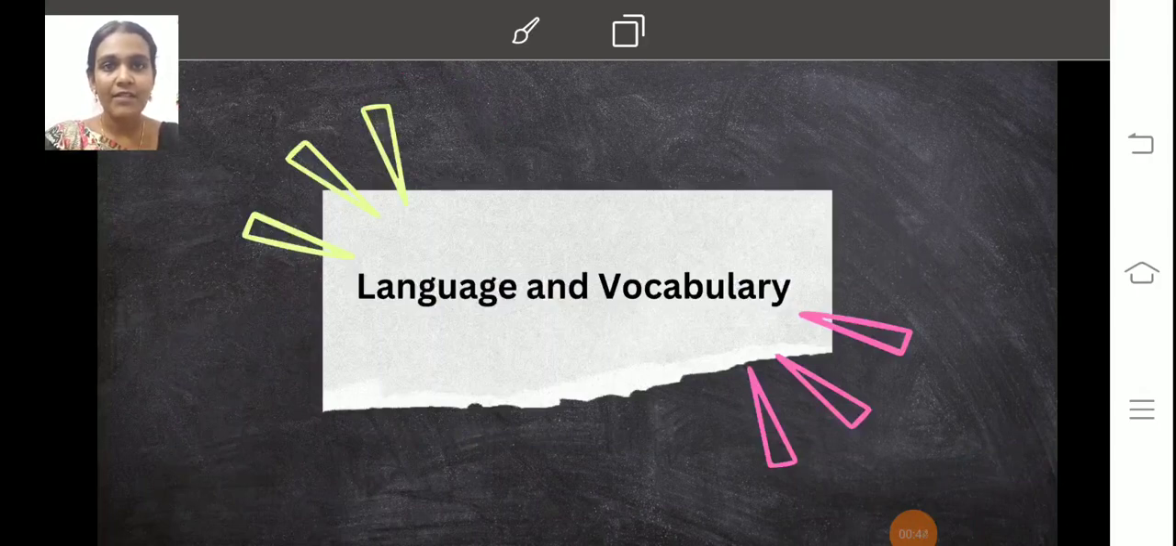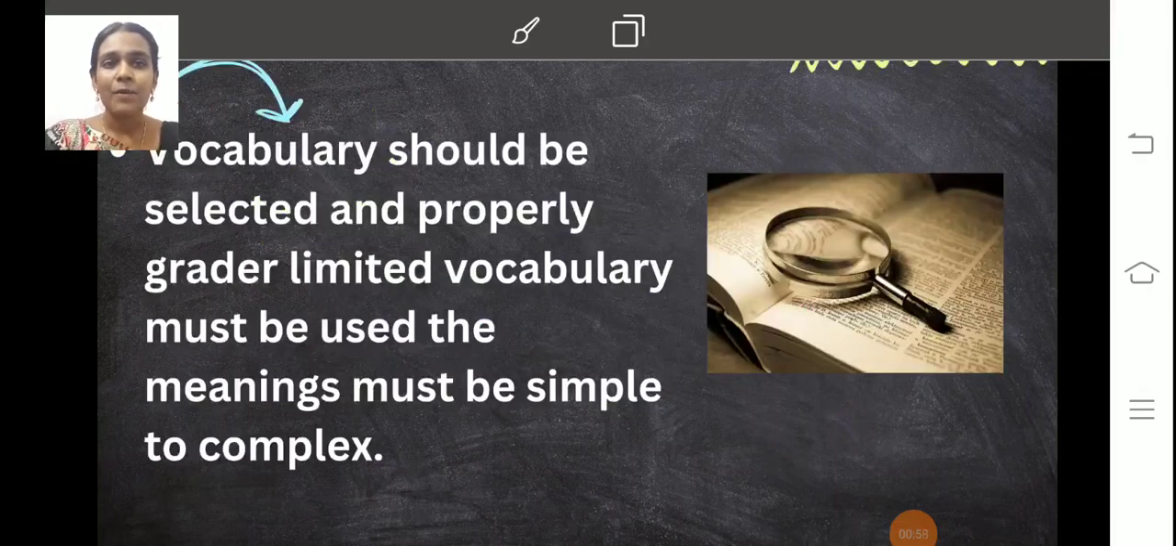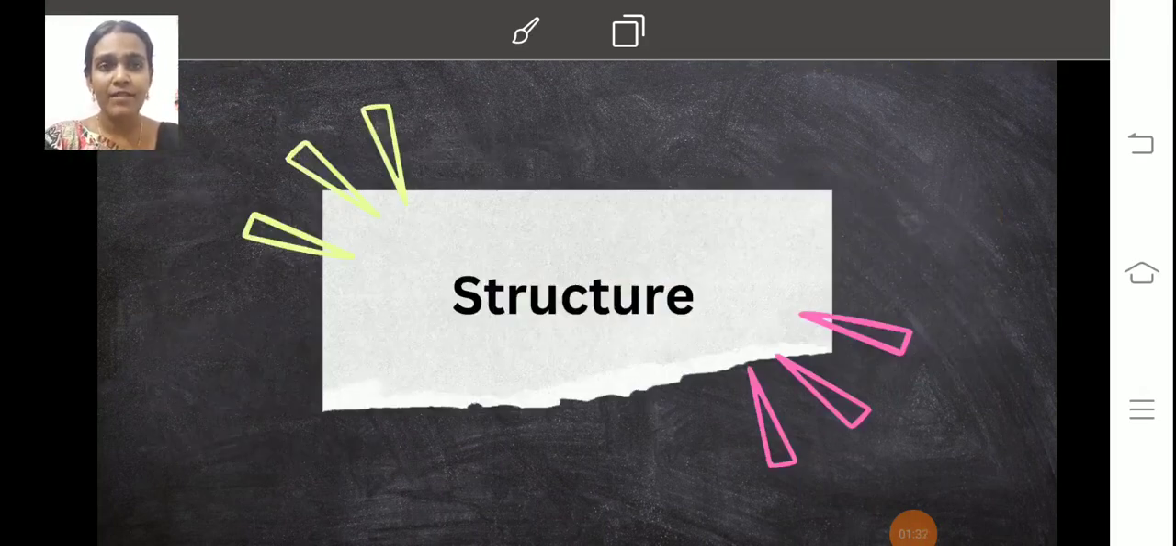The first suggestion to improve the quality of the textbook is language and vocabulary. English is a language, so a textbook must have a better and clear language so that the students can understand what is printed in the book. Vocabulary should be selected and properly used, according to the grade of the students. In lower grades, limited vocabulary must be used with a small meaning. For example, if a word has similar meanings, the easy meaning must be included in the lower grades and the difficult meaning in the higher grades. The meanings must be simple to complex, then only the students can understand and apply them in their day-to-day life.